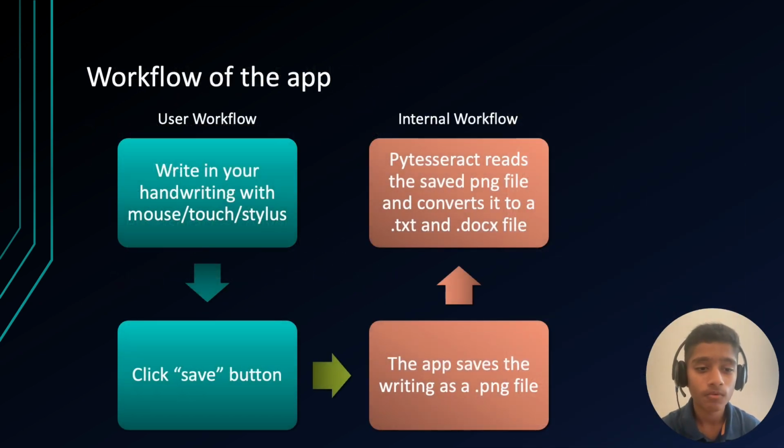So this is the basic workflow of the app. The user writes the handwriting with a mouse, touch, or stylus, and when the user clicks the save button, the app converts it into a .png file, and Pytesseract reads the PNG file and converts it into a .txt and docs file.